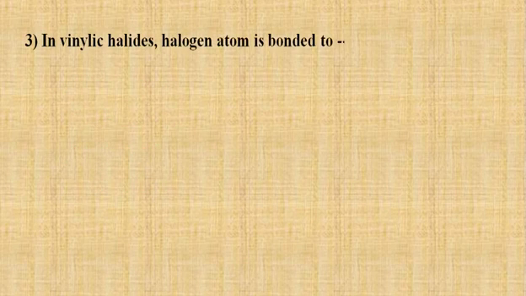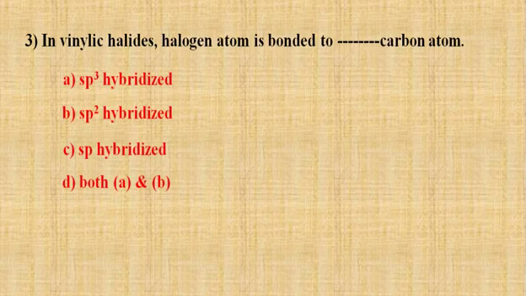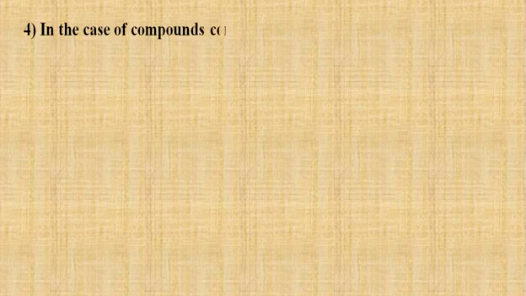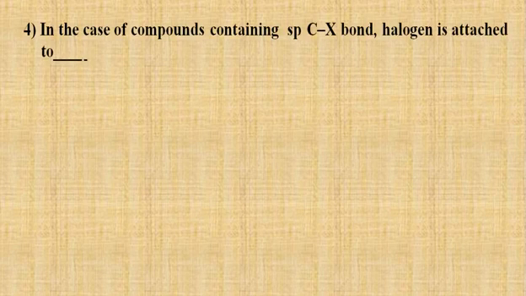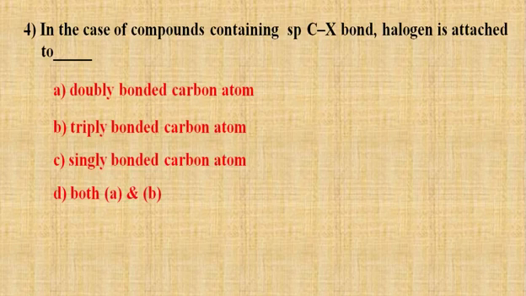In vinylic halides, halogen atom is bonded to which carbon atom? sp3 hybridized carbon atom, sp2 hybridized carbon atom, sp hybridized carbon atom, both A and B. The answer is sp2 hybridized carbon atom. In the case of compounds containing sp C-X bond, halogen is attached to doubly bonded carbon atom, triply bonded carbon atom, singly bonded carbon atom, both A and B. The answer is triply bonded carbon atom.